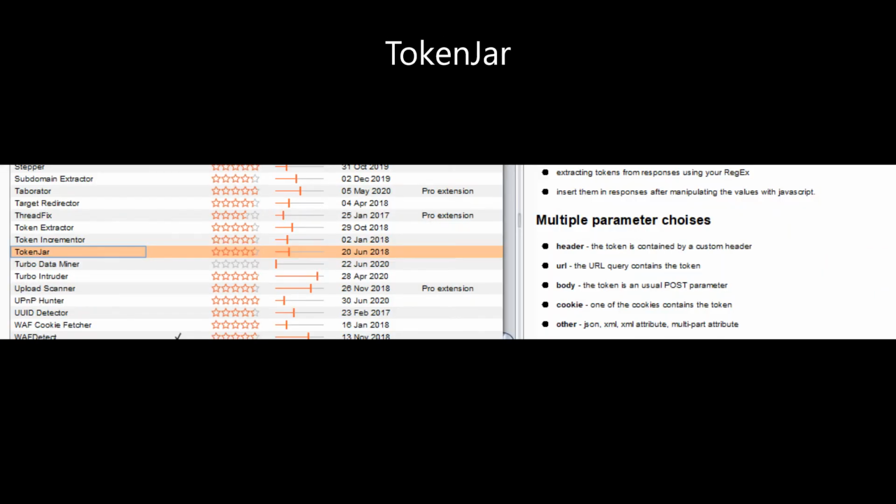Token jars is good in case there are tokens like anti-CSRF and CSRF and session ID tokens. In that case, it extracts these tokens from the responses using your regex, and then it will insert them in the responses after manipulating the values with the JavaScript. So it does most of the things for you. In that case, token jar is important, but make sure that in most projects, don't load up all these together. Just identify which is required, according to the use and the type of environment that you're testing.